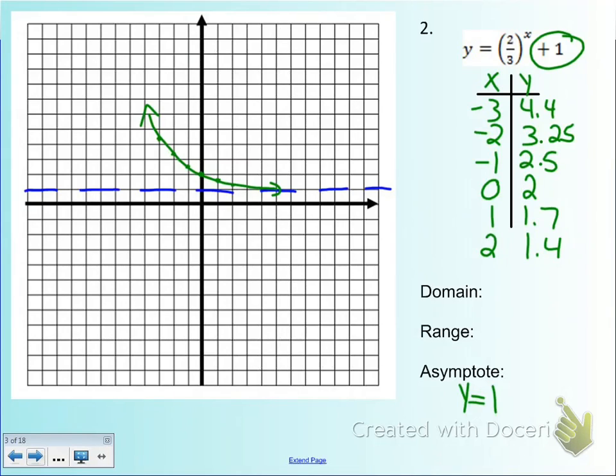So I plotted my points. Our asymptote is y equals 1, so my blue dashed line is there. We're not going to cross that line. Our domain here, what numbers can we plug in? What type of x values can go into this problem? Well, it's everything. So our domain is all reals. Our range, what numbers are we going to get out? Remember, the range with the exponential equations is tied to what our asymptote is. And we're going above it, so it's going to be y is greater than 1. If it went below, that would be y is less than 1.